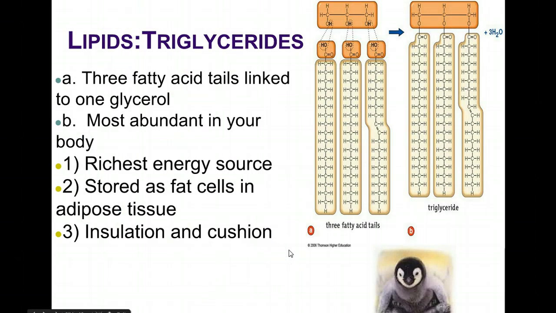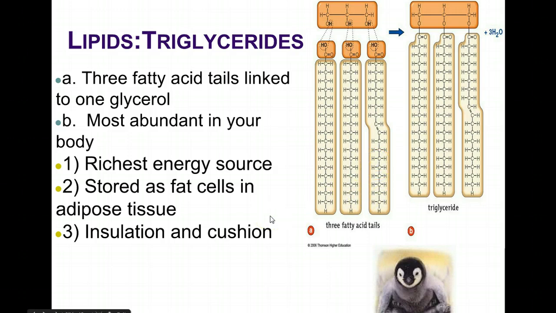Another example of lipids are triglycerides. Three glycerides. If you've ever heard your parents or grandparents or aunts and uncles get their triglycerides taken, this is what they're testing for. And it is exactly what it means. We've got one big glycerol head here and three fatty acid tails.